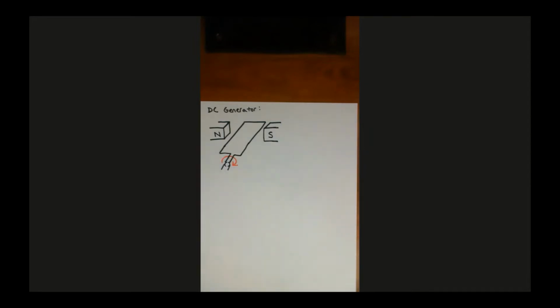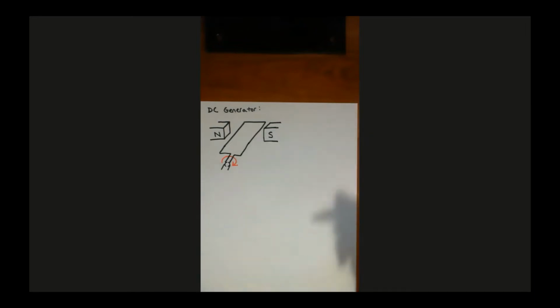But if we apply our right-hand rule, we can find what the current flow is in this armature, because we're going to get an induced voltage. Remember, a changing magnetic flux induces a voltage, which causes current to flow. It doesn't induce a current directly. It induces a voltage, which causes current to flow. So we can go ahead and do that.